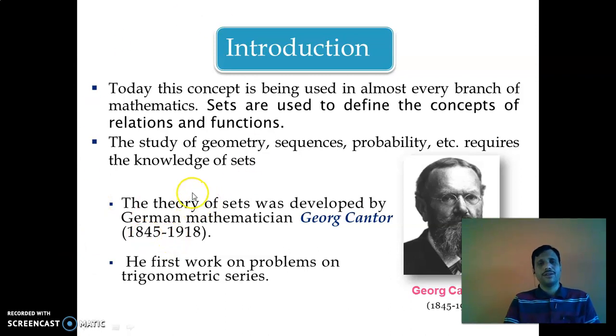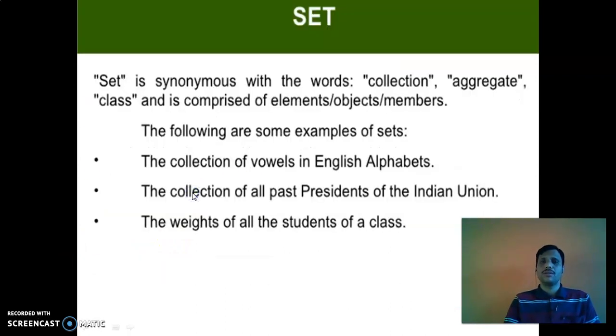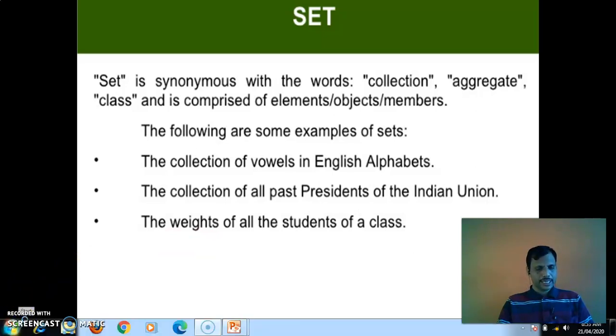Let us see the definition of sets. A set is synonymous with the words collection, aggregate, class, and is comprised of elements or objects or members. The following are some examples of sets. The collection of vowels in the English alphabet. There are 5 vowels in the English alphabet: A, E, I, O, U. Second example, the collection of all past presidents of the Indian Union. And next example, the weights of all the students of a class. We can see some examples of sets in this slide.